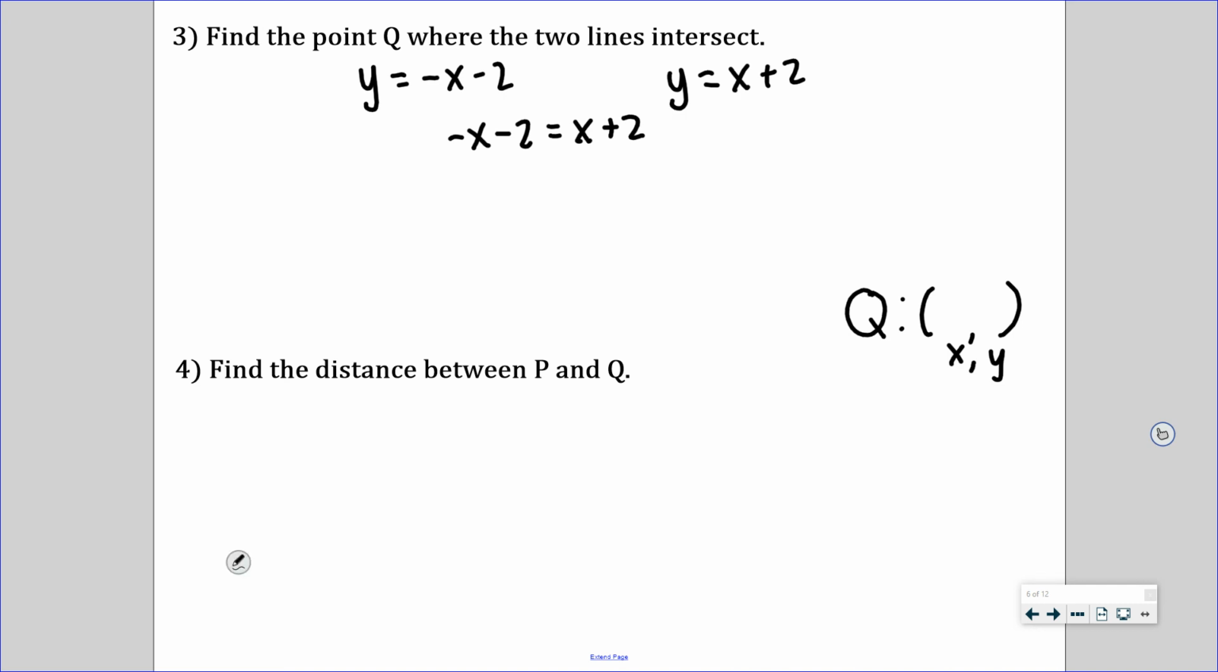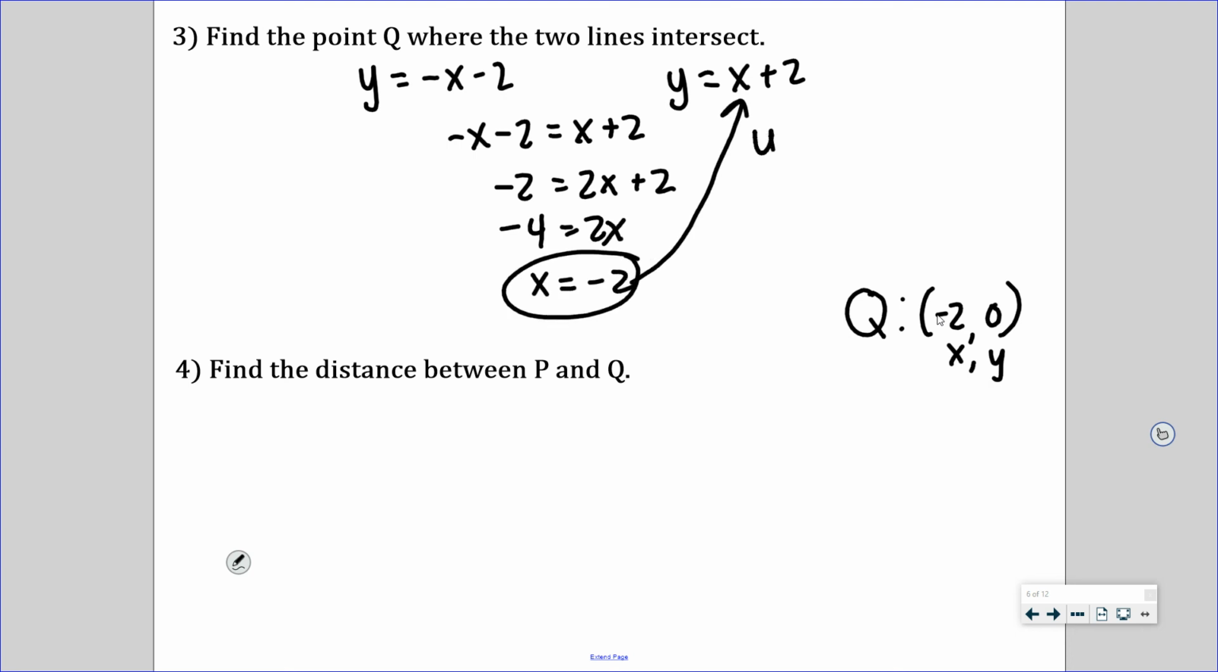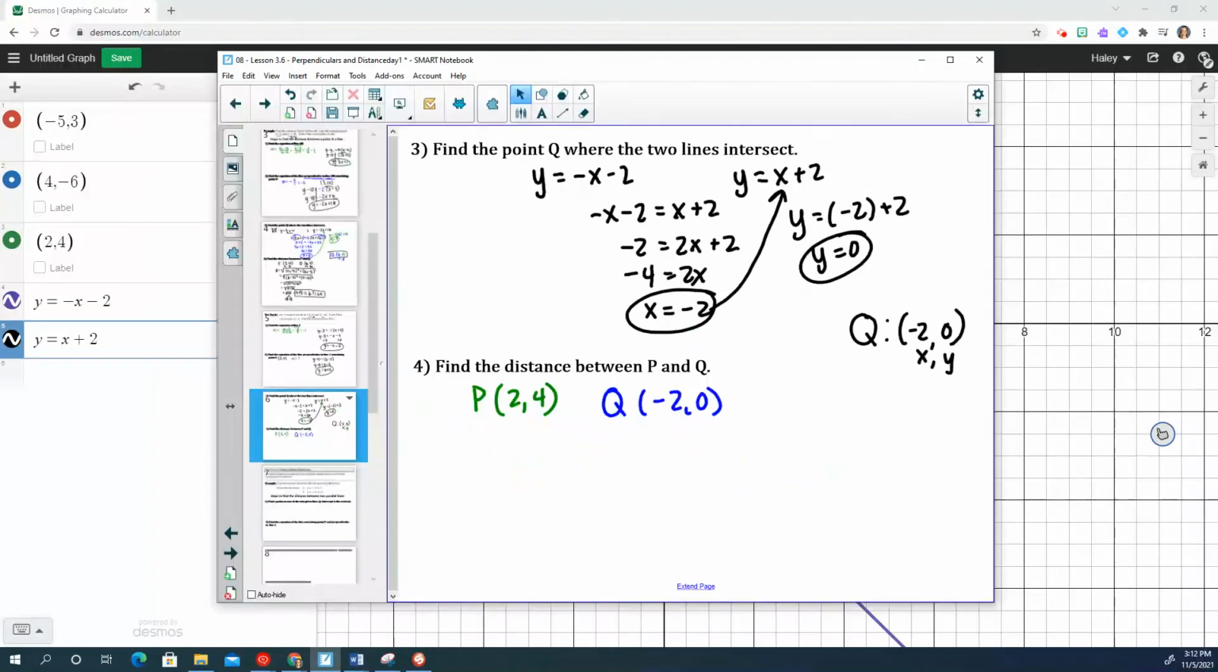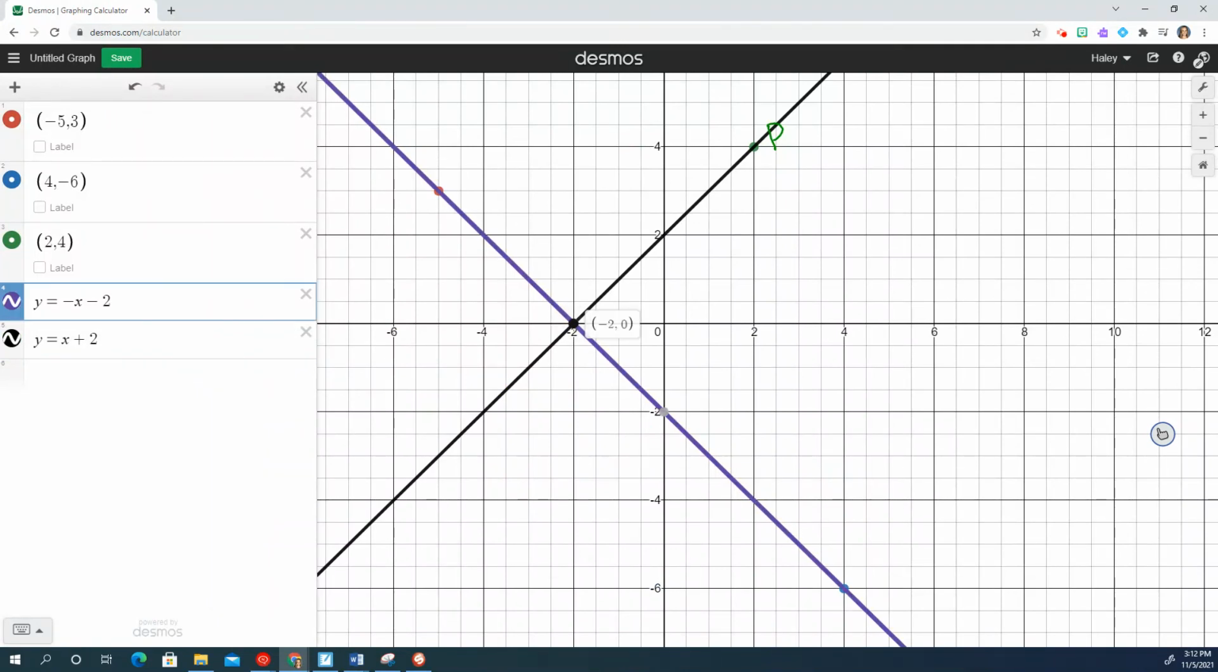All right, you should have got negative 2, 0. X is negative 2 from that equation, and then plug it back into either equation to solve for y, we get 0. Okay, now you have to find the distance between that point P, which was (2, 4), and point Q, which is (-2, 0). So again, I'm going to flip back to decimals. You guys just algebraically found that those two lines intersect right there.